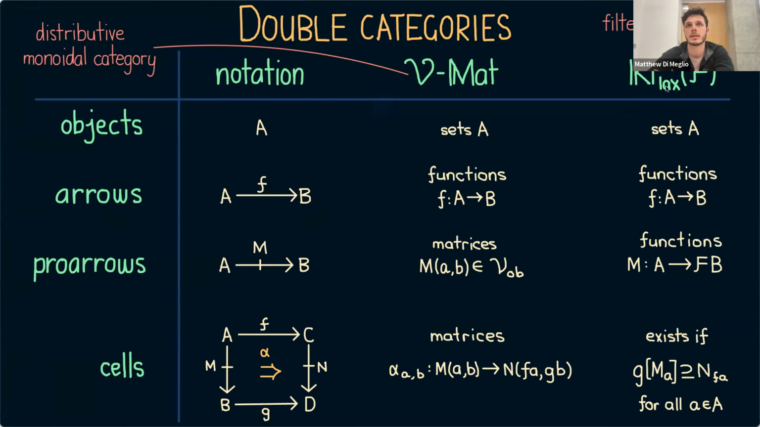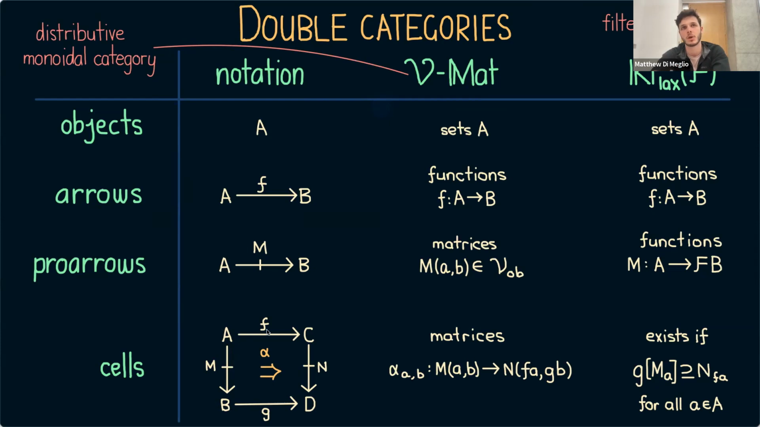So what is this double category? Well, again, its objects and its arrows are just sets and functions. But the pro-arrows now are Kleisli morphisms of the filter monad, and they compose using Kleisli composition. And as I said, it's a flat double category. So a cell either exists or it doesn't. And in this case, it exists if when I take the Kleisli morphism M from A to B and compose it with the image of G in the filter monad. So that gives us a morphism from A to F of D.